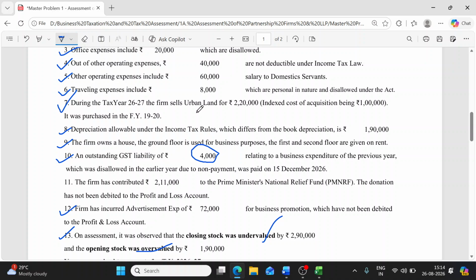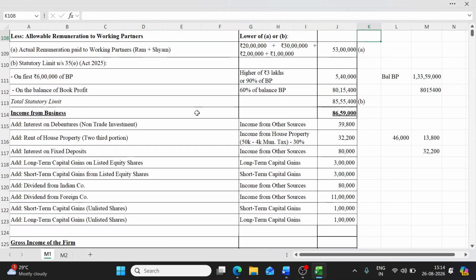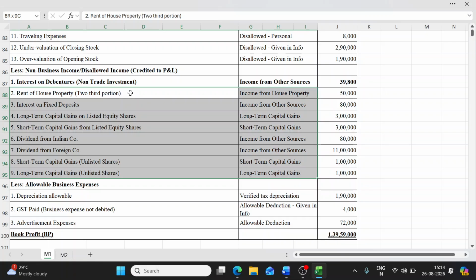Now, one more interesting thing. You check the credit side of the profit and loss account. Is that gain mentioned on the credit side of the profit and loss account? No, it is not mentioned. As it is not mentioned on the credit side, when we deducted non-business incomes in table 1, you will not find this capital gain on urban land there, because it wasn't shown on the credit side of the profit and loss account.